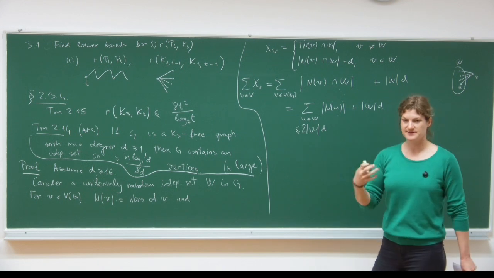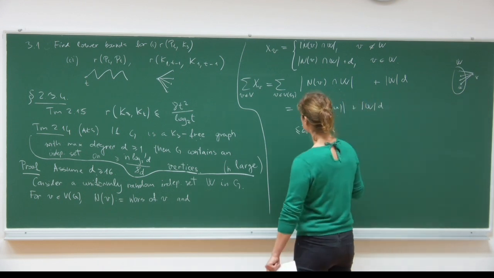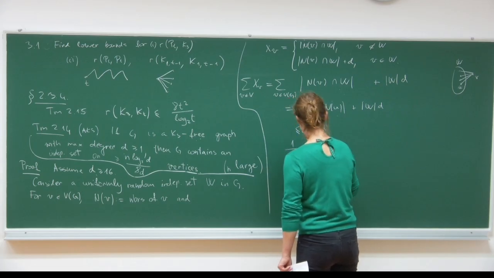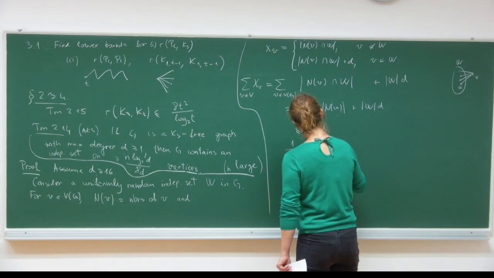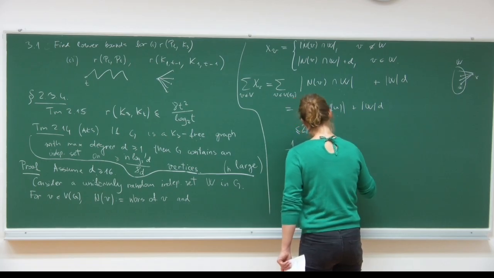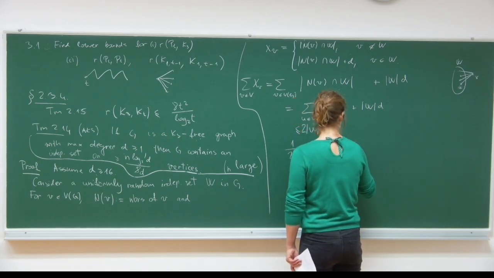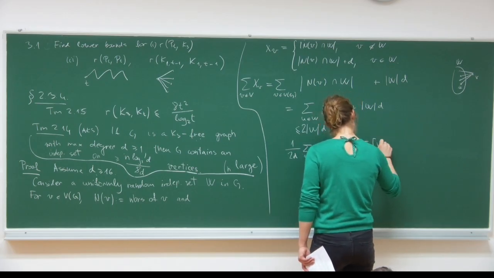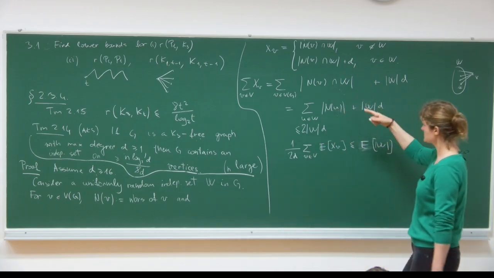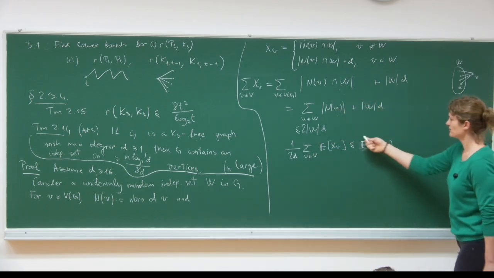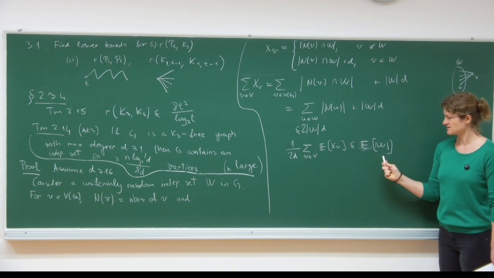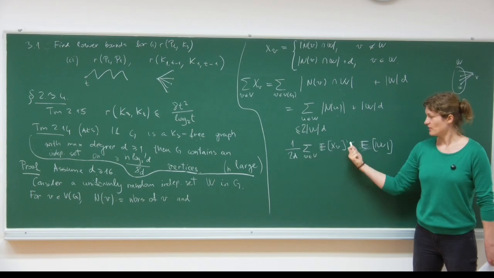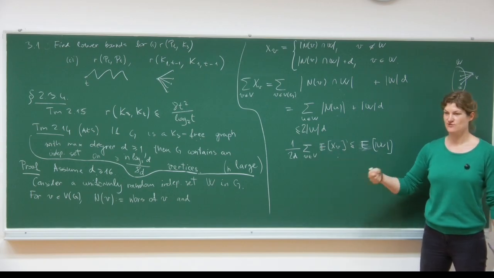But specifically then, if we take expectations and use linearity of expectation, we'll get that 1 over 2D, the sum over all these vertices of the expected size of the neighborhood, is at most the expected size of W. So again, this inequality holds for all W, but where taking expectations and taking a random W helps is that we will have an upper bound on the expectation of this for every single vertex V.